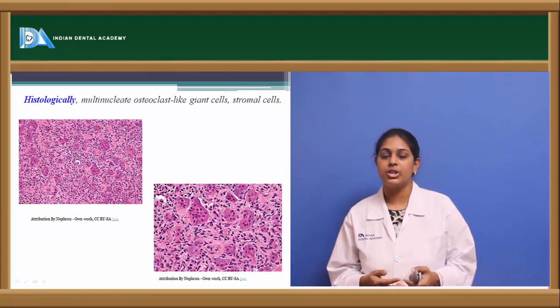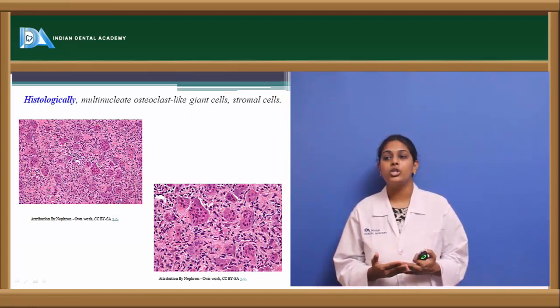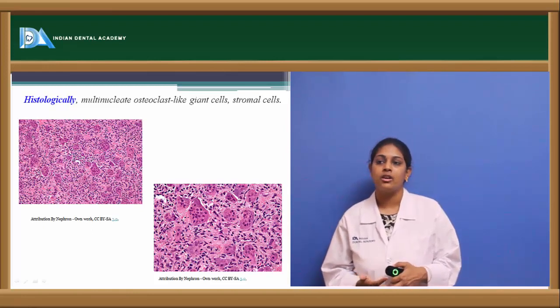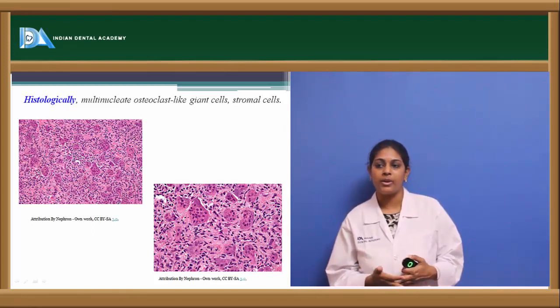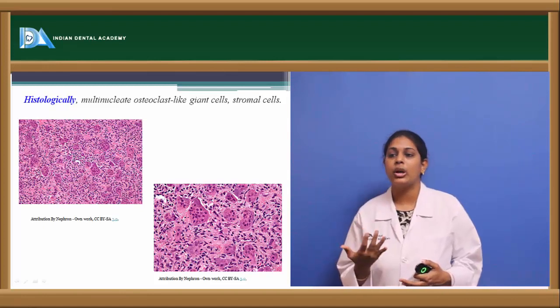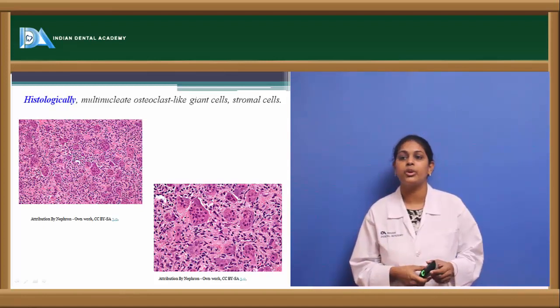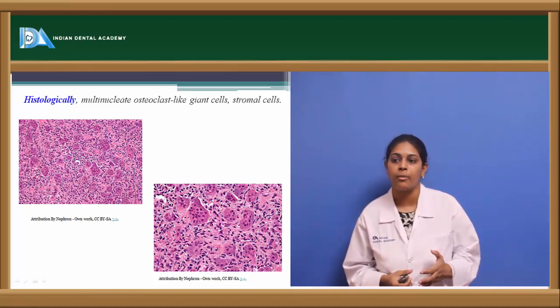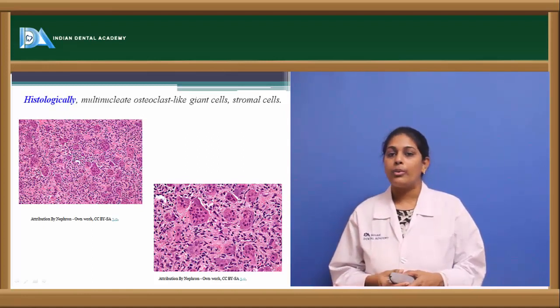Histologically, since it's a giant cell granuloma, we can observe multinucleated giant cells, and other than that we also see certain stromal cells. The first picture shows the high-power view of numerous giant cells with certain neoplastic cells and the connective tissue stroma. And there is a high-power view where we see the giant cells.